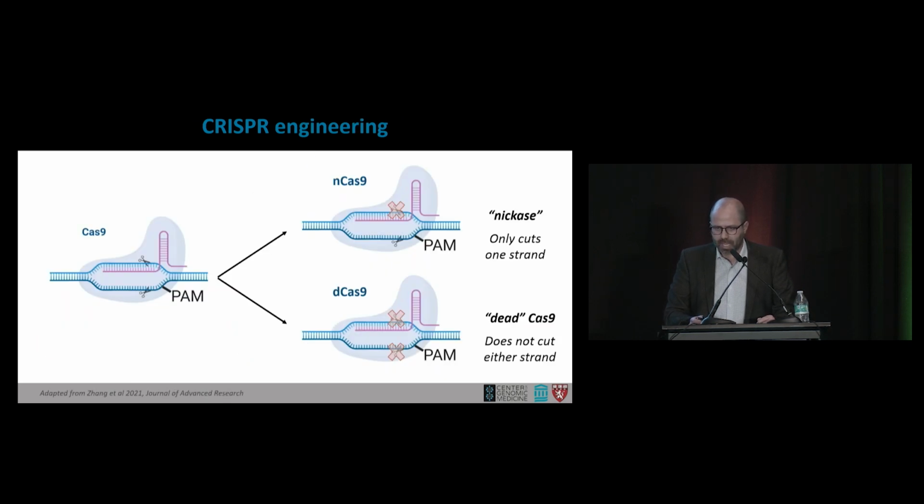So Cas9, and I'm not going to go into all the engineering that has gone into this field, but essentially people have taken Cas9 that is cutting on both strands and engineered it in a way that it only cuts on one strand or it doesn't cut at all. If it cuts on one strand, we call it a nickase. If it doesn't cut at all, it's a dead Cas9.